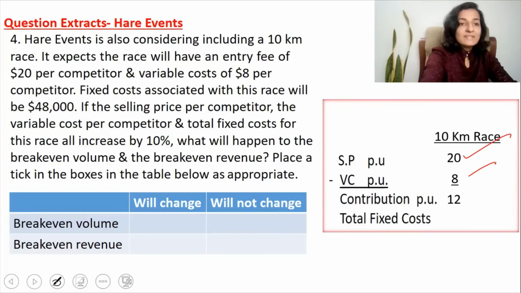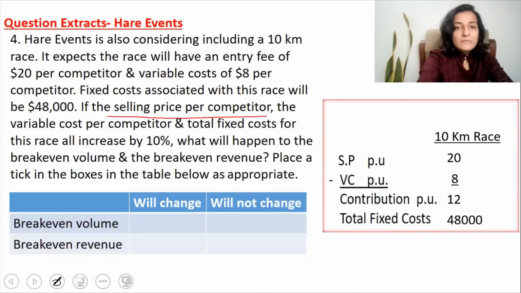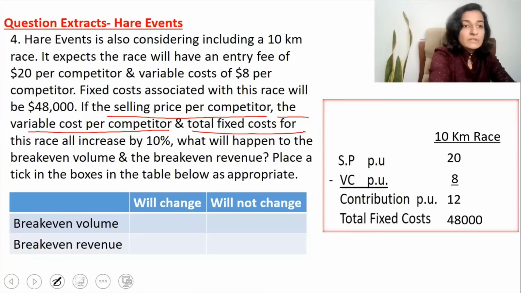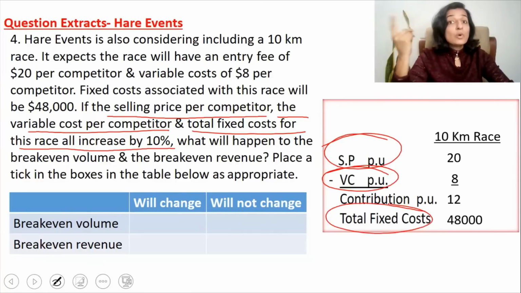Now coming back to the question, fixed cost associated with this race will be $48,000 in total. So we write the fixed cost as $48,000. So our format is complete. If the selling price per competitor, the variable cost per competitor, and the total fixed cost for this race all increase by 10%, so what will happen?